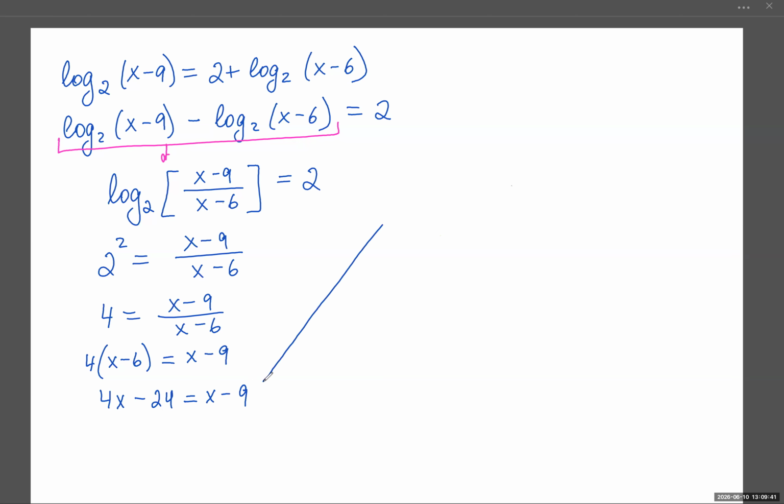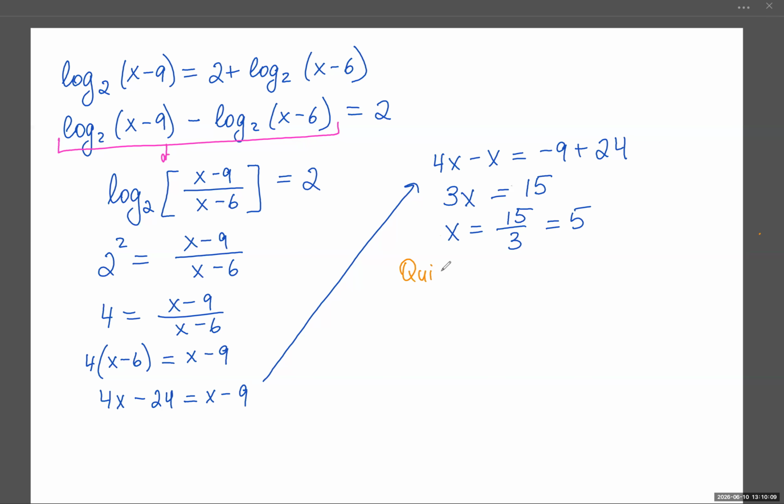Put all the x's on one side and all the numbers on the other side. 4x minus x equals negative 9 plus 24. 3x equals positive 15, which means x equals 15 over 3, or 5 again. Now don't forget to check. I am going to do the quick check.